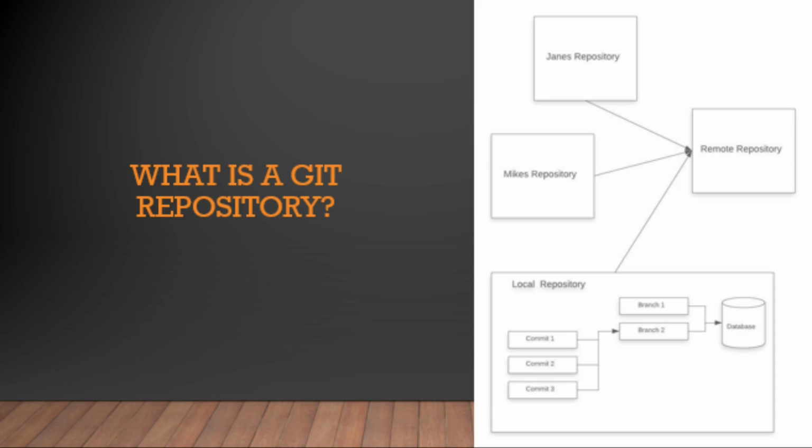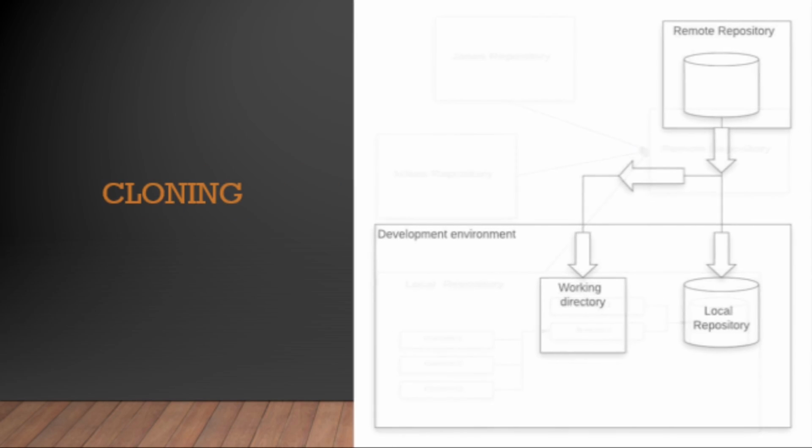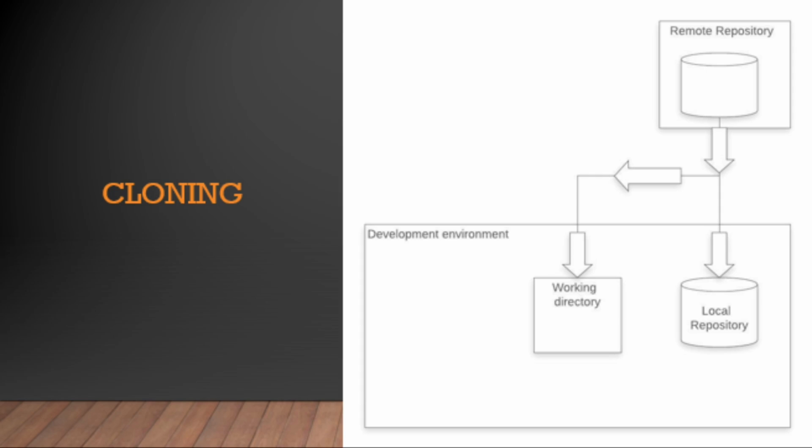Cloning is creating a copy of the remote repository. This is then also referred to as your local repository. When you clone a repository, the data from that repository is transported to both your working directory as well as your local repository. While your working directory gets the latest copy of that data, your local repository, in addition to getting the latest copy of that data, also gets all the historical changes associated with that data.